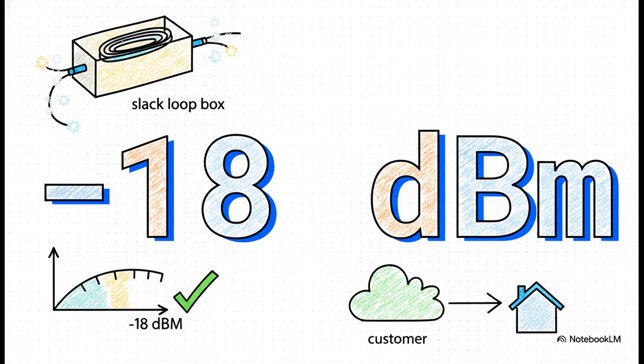You're going to carefully straighten out that pinched cable and arrange it inside a proper slack loop box to relieve all that tension. Do that, and you get the absolute best reward a technician can ask for. You'll watch your power meter jump right back up to a perfectly healthy minus 18 dBm. The tension's gone, the light is flowing completely clean, and your customer is back online.